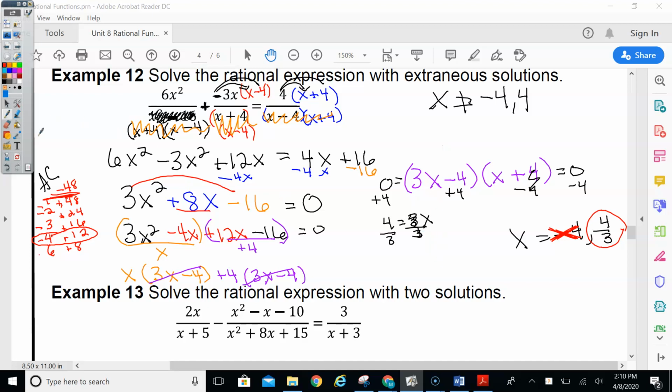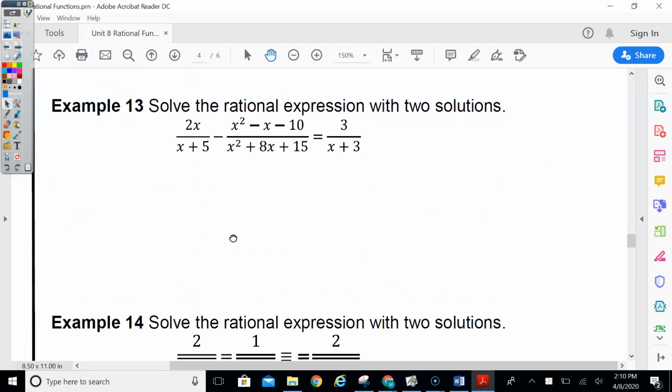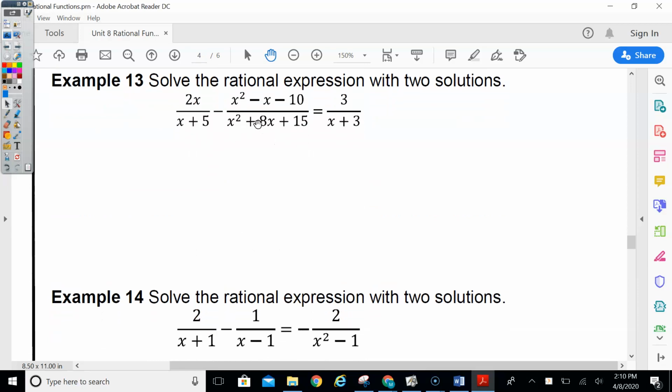Alright, so the last two are very similar. Still factoring, and then checking our answers. So looking at 13. Doesn't look like the first one's factorable because it's linear. The second one we need to factor, but this one is already linear. So looking at the middle one, factors of 15 that add to 8 are 3 and 5.